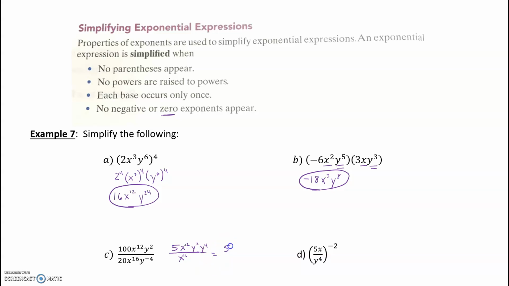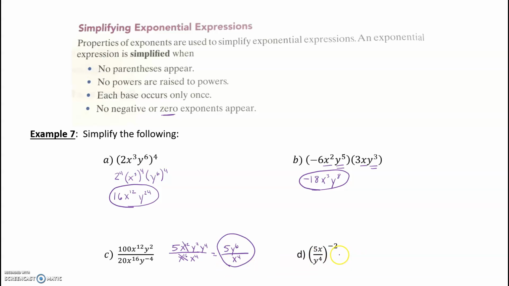So we have 5, x to the 12th over x to the 16th. I can get rid of 12 x's here, and 12 x's here, which will leave us with x to the 4th in the bottom. So we're going to have an x to the 4th. And then y squared and y to the 4th make y to the 6th, because 2 plus 4 got me 6. Multiplying, we add our exponents.